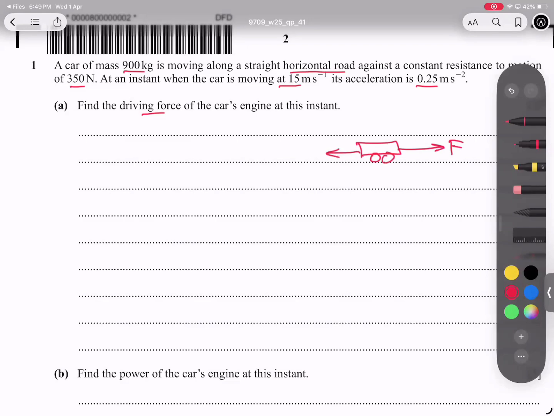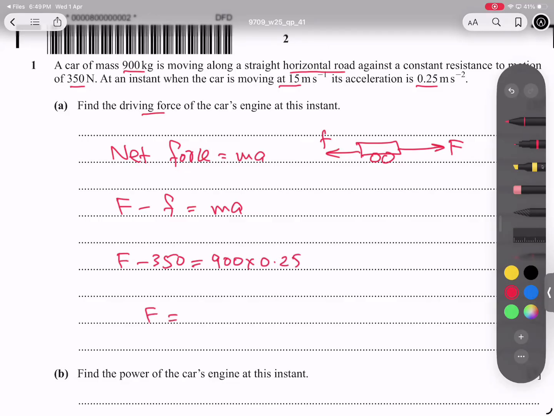Applied force and friction force. So what is the formula? Net force is equal to MA. I can say capital F minus small f is equal to MA. Applied force, I don't know. Friction force is 350 and mass is 900. Acceleration is 0.25 and 350 will add. So 900 times 0.25 plus 350, and I'm finding applied force. So 575 newtons. So we have done the first part.